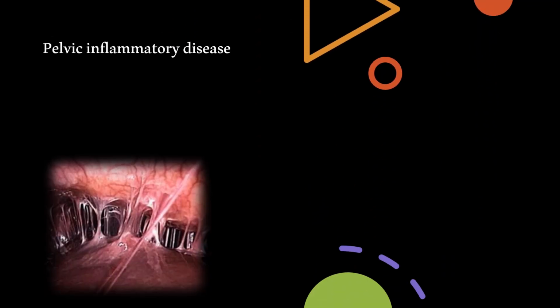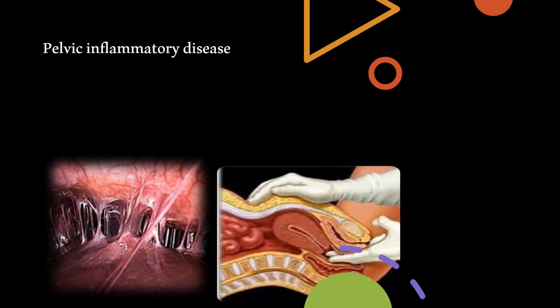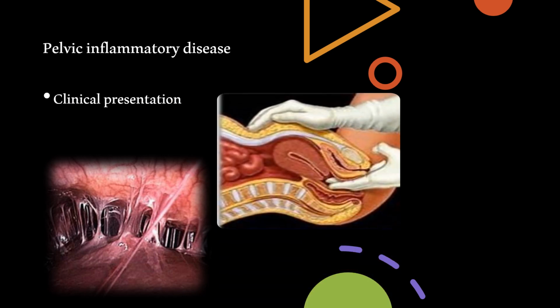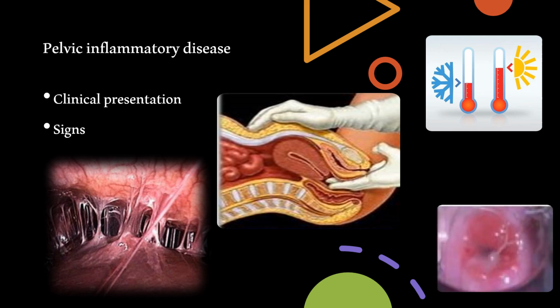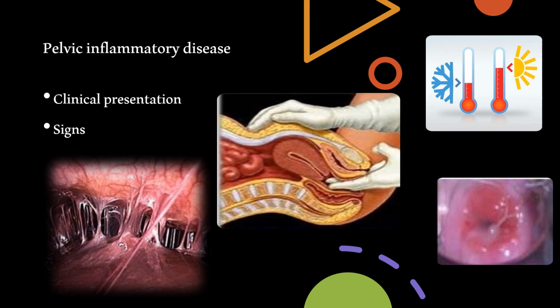What are the signs in a patient who presents with pelvic inflammatory disease? Whenever we examine the patient, the patient usually has a high grade fever, or sometimes a low grade fever, for example in the case of Mycobacterium tuberculosis, right? The patient may have abnormal vaginal discharge on per speculum examination. When we do the bimanual pelvic examination, the patient usually shows cervical tenderness, cervical excitation, or cervical motion tenderness, we can say.